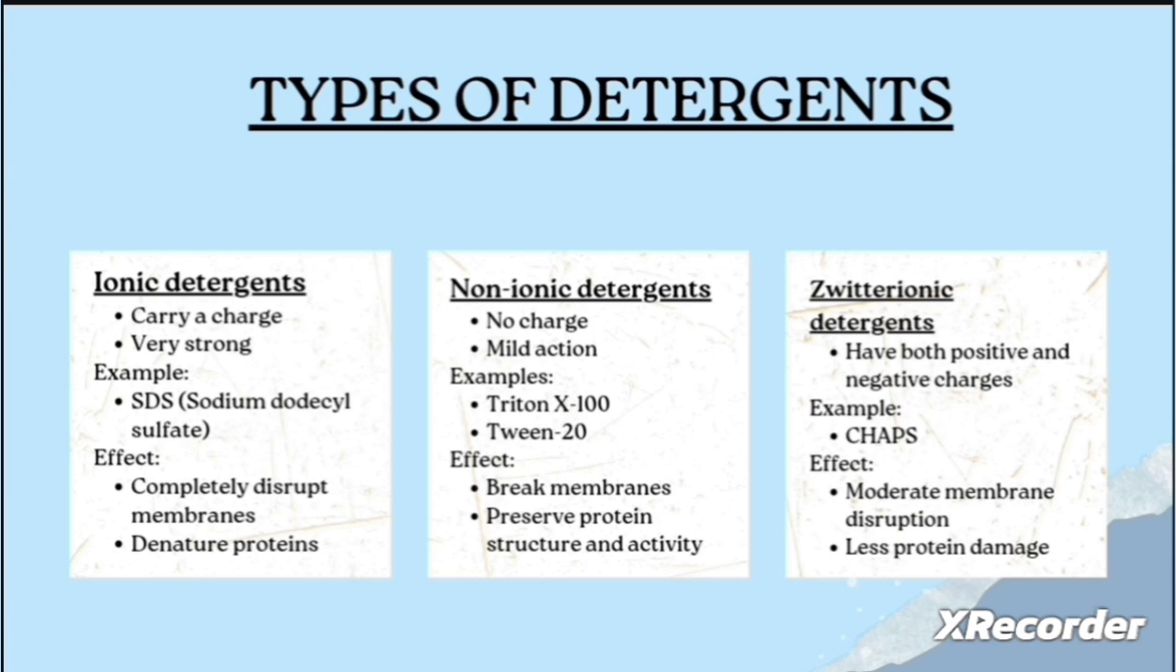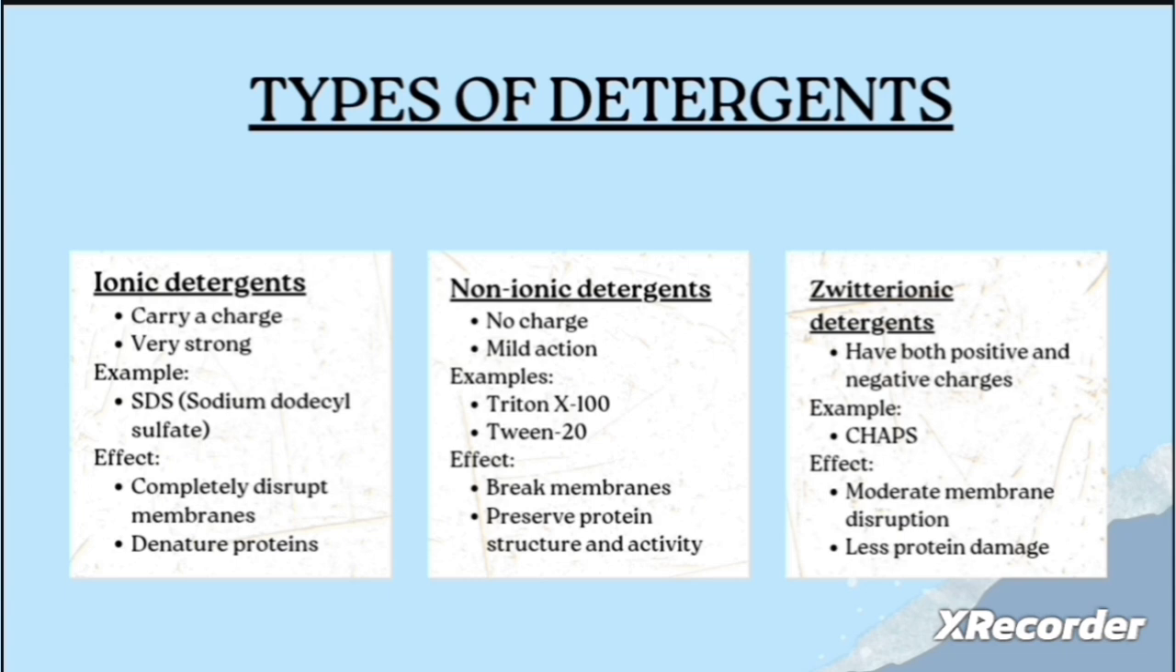Second category is non-ionic detergents. These detergents do not carry any charges, and they are milder as compared to ionic detergents. Examples of non-ionic detergents include Triton X-100 and Tween 80. These detergents gently break the cell membrane without causing any severe damage to the proteins. Therefore, they help in preserving the protein structure and its biological activity. Because of this mild nature, non-ionic detergents are widely used for recovery of sensitive fermentation products such as enzymes.